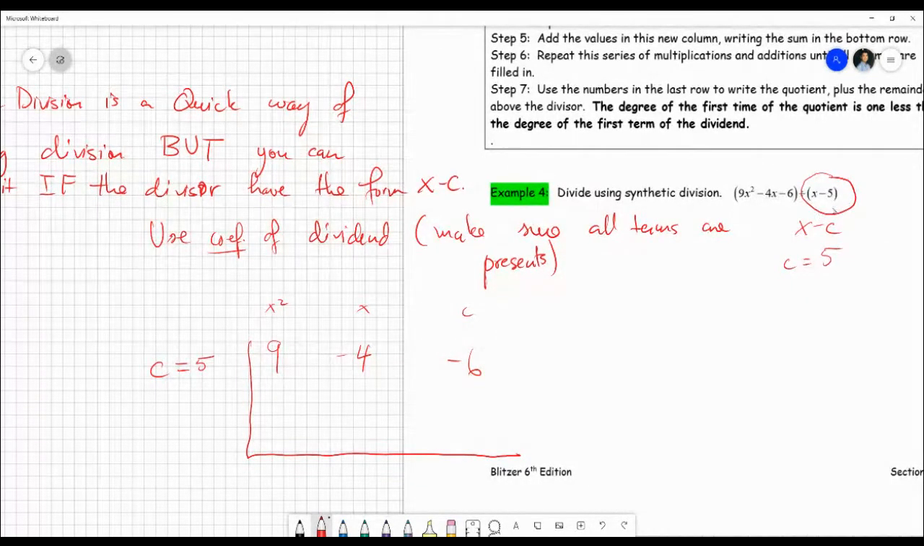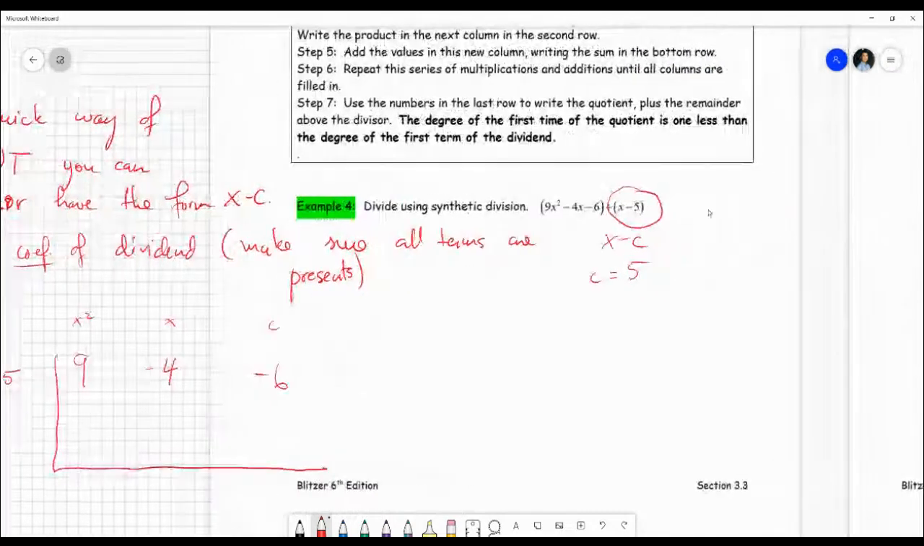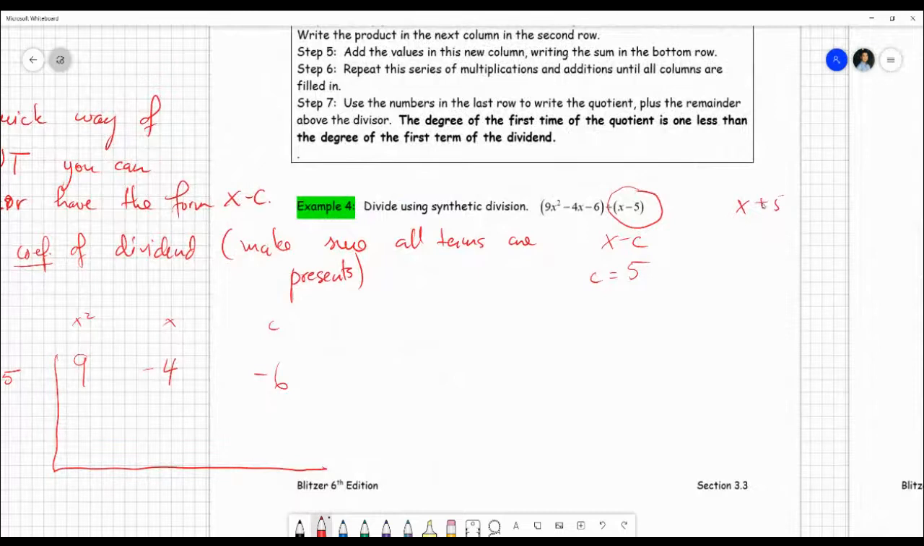So see if you can rewrite the divisor in the form of x minus c, so you can see what your c value is equal to. Now, if, for example, I have x plus 5, that means this is x minus -5, so your c value here would be -5. An easy way to remember is it's always going to be the opposite of what this is. If this is -5, you use 5. If this is +5, you use -5.